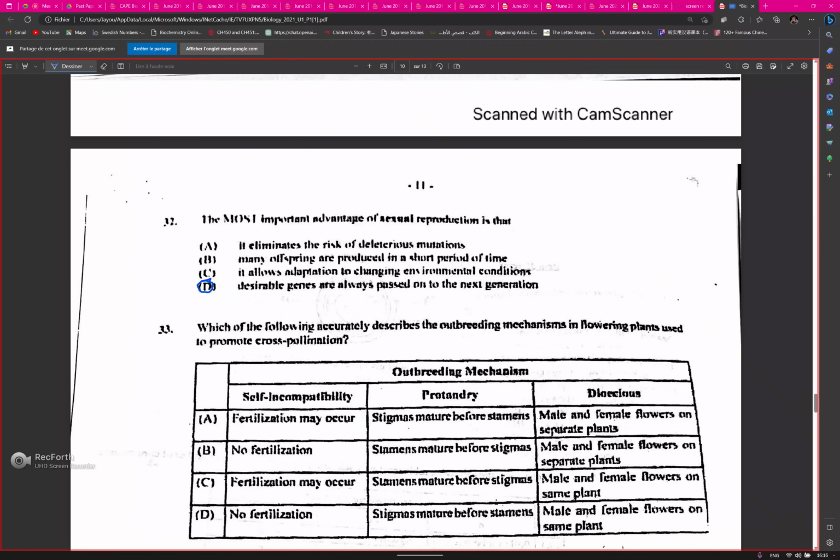Okay, so asexual. What happens in asexual? No variation, right? Yes, sir. All right. So C is out of the question. There's no variation, right? Eliminates risk of deleterious. Sir, that says sexual though. Isn't this sexual? Oh, it looks like sexual for real. Oh, I can't see. Okay. All right. So it's the most important advantage of sexual reproduction then.